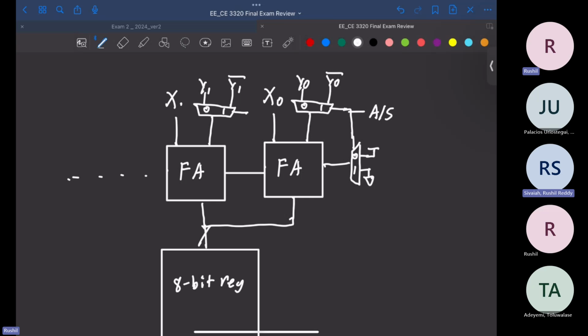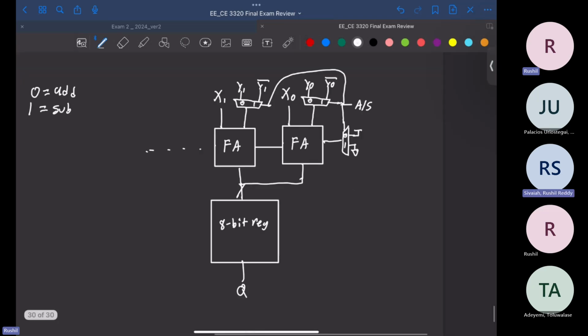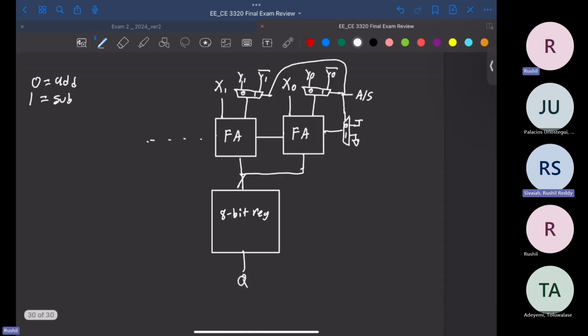Those two inputs. These are half adders. Okay. So this is the rough idea. You're just gonna have to add more full adders for every single bit.